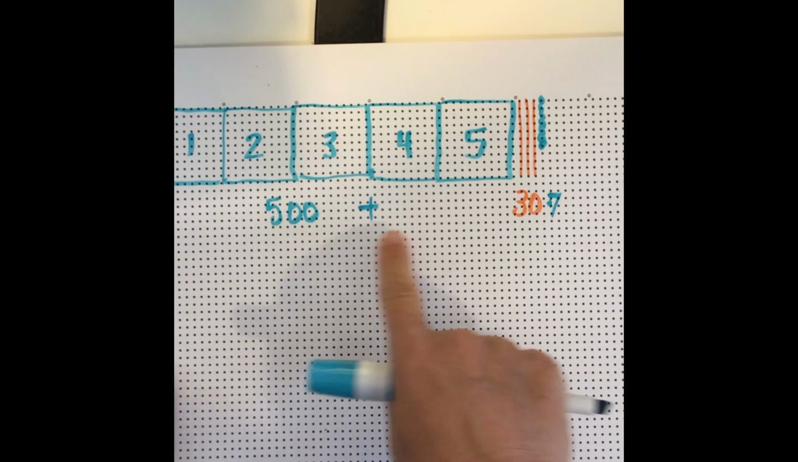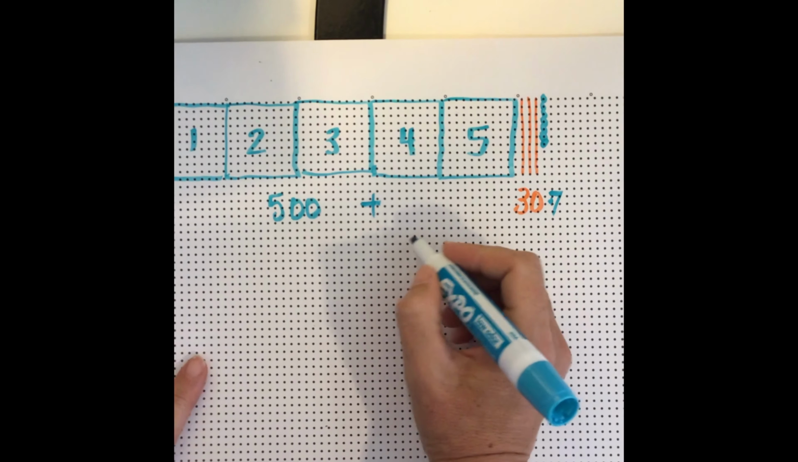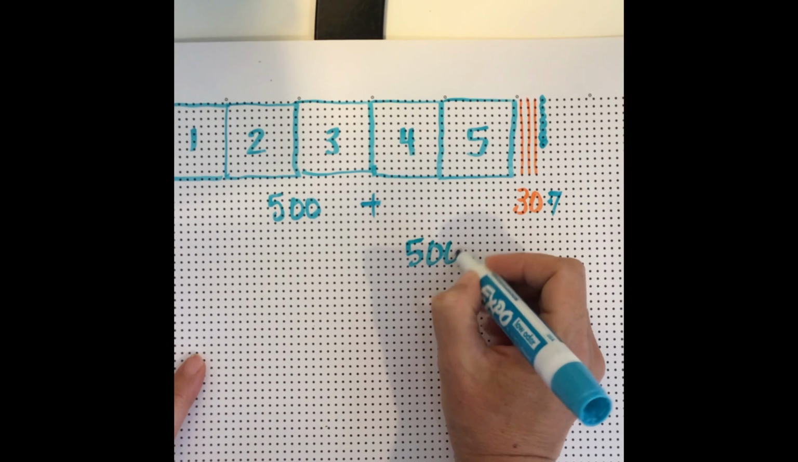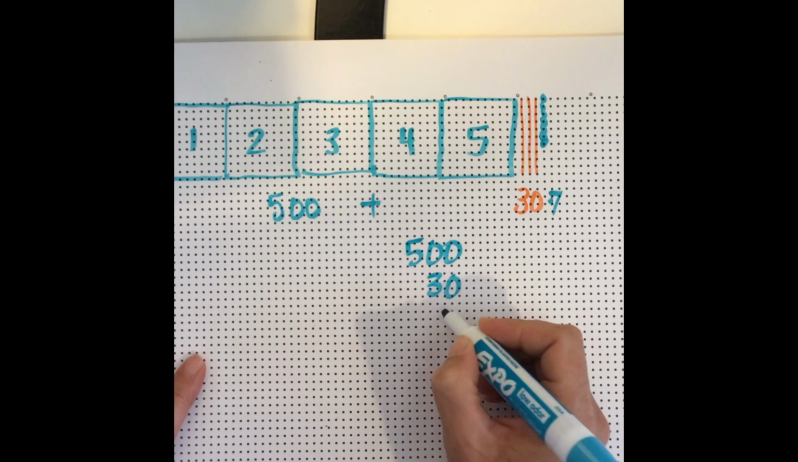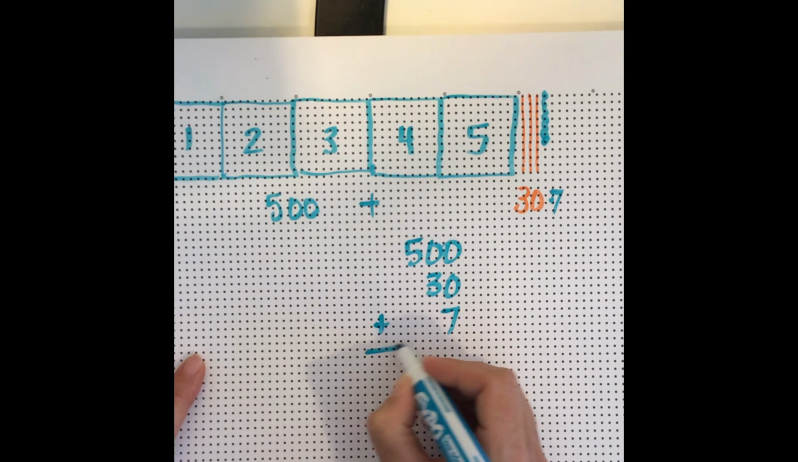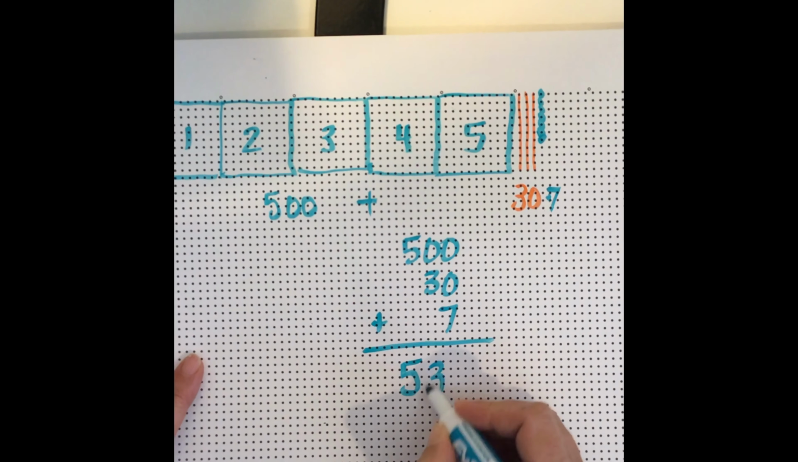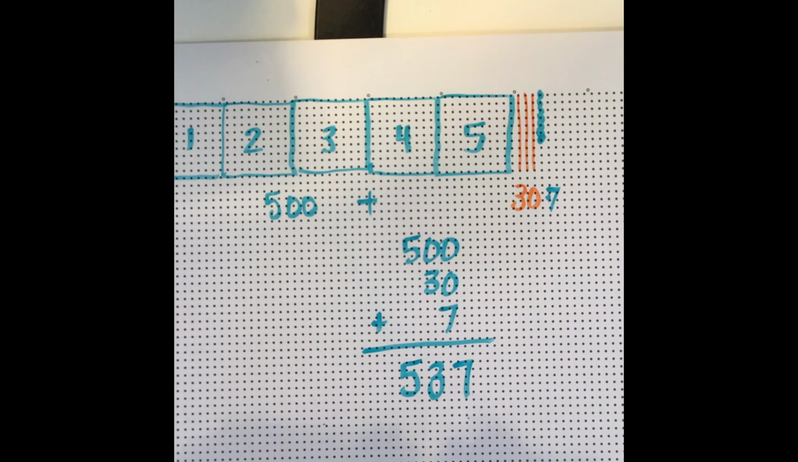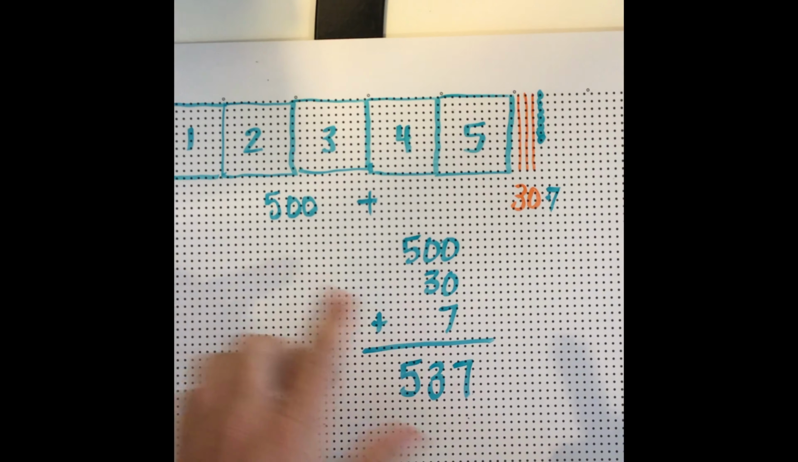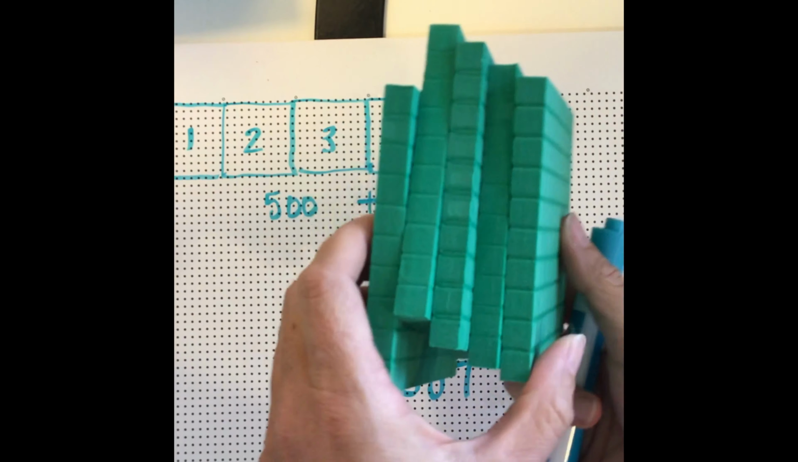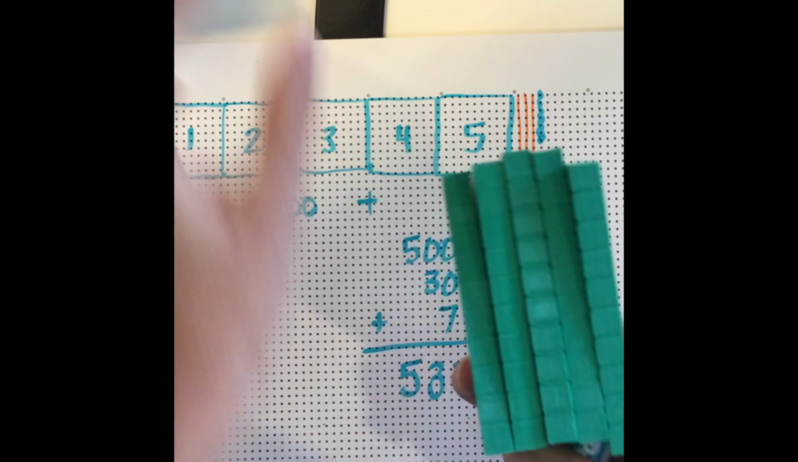This, if we add them all up together, 500, I'm just going to do it right here. 500 plus 30 plus 7, we would see gives us the number 537. Yes? Okay.